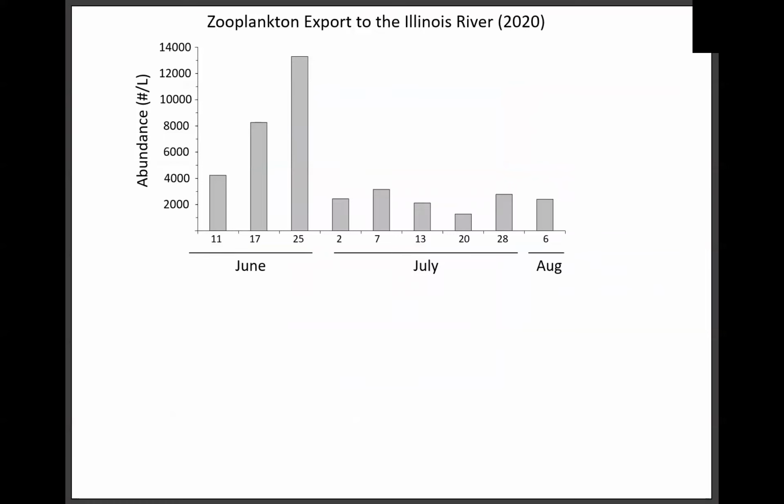All right, so in the 2020 drawdown, the highest abundances of zooplankton were exported from Emiquon to the river in June, with numbers ranging from about 4,200 individuals per liter to over 13,000 individuals per liter. The export stabilized in July and August, averaging around 2,300 individuals per liter.